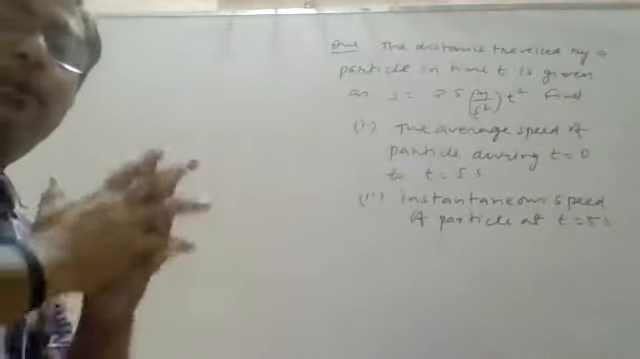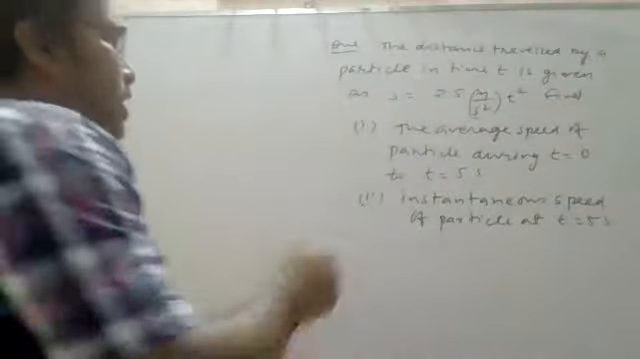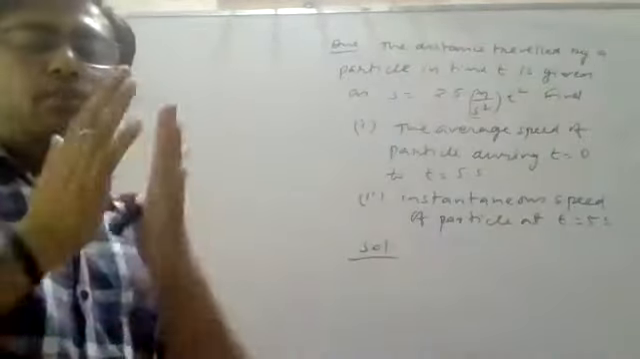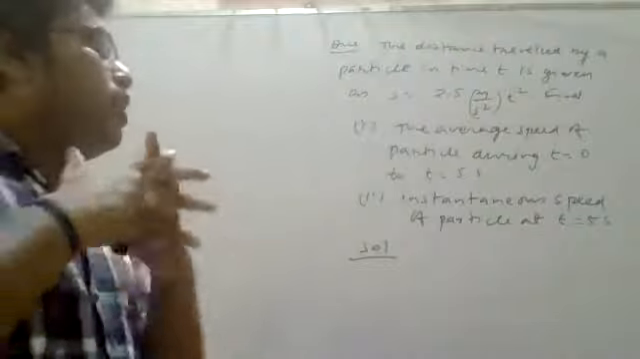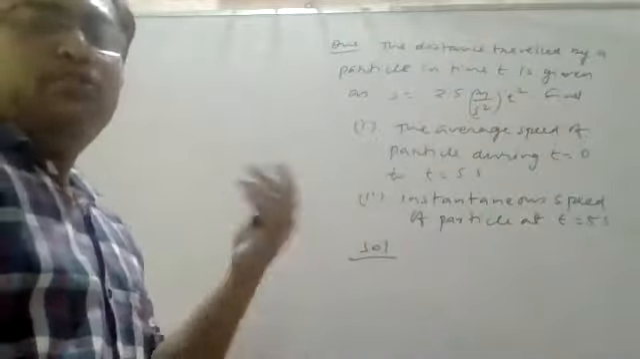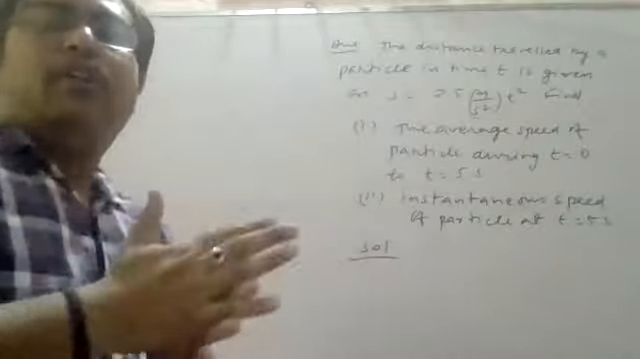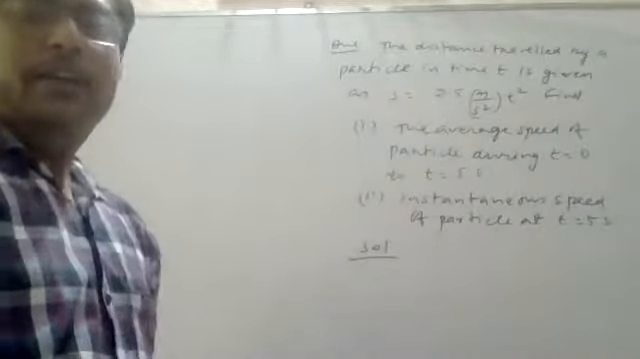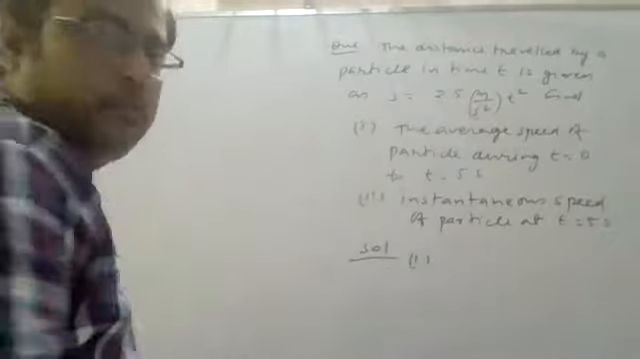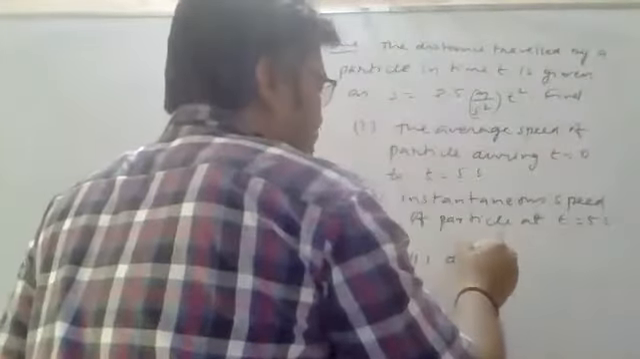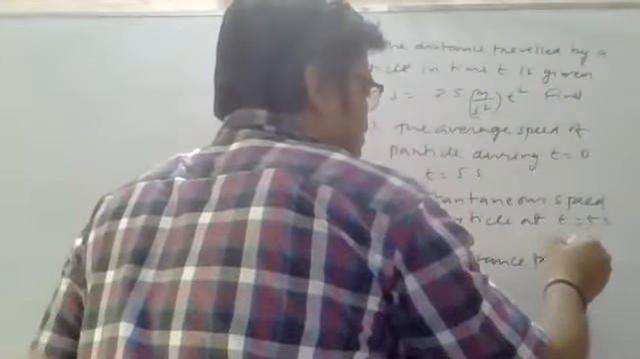So it is asking about average speed as well as instantaneous speed. If I am solving it, what is the average speed? Average speed will be total distance by total time. Use that format. And instantaneous speed, how will you calculate? It will be simply the first order derivative of this given equation. Try to solve it.